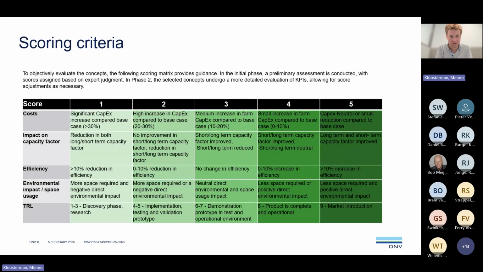So another one, for example, the reduction in long and short-term capacity would give you a score of 1, whereas if the concept manages to improve both the long and short-term capacity factor, that would result in score 5. So that's how we, in this initial phase, did a qualitative or semi-quantitative weighting and scoring of each of the concepts. So that's on the methodology.